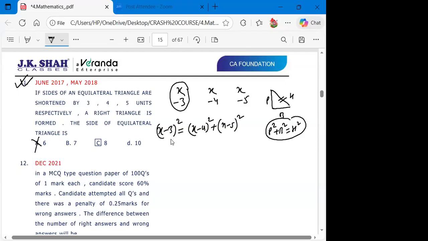Now again 7. 7 minus 4 is 3, 3 square is 9. 7 minus 5 is 2, 2 square is 4. 9 plus 4 is 13. Not possible.